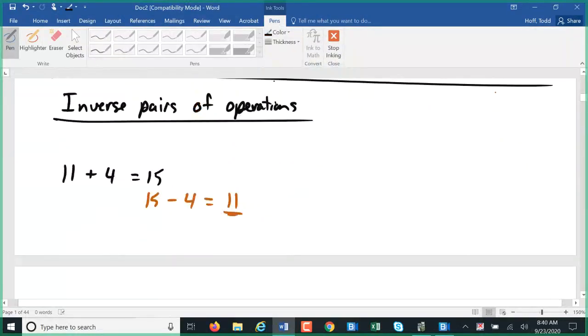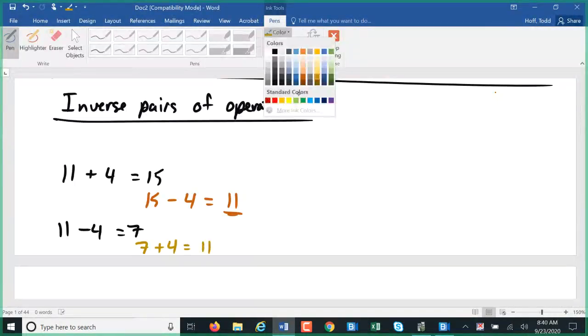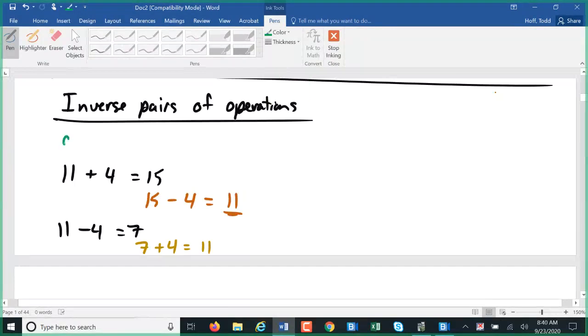And the opposite is true. If I started out with 11, if I subtracted 4, I would get 7. If I want to get back to that 11, I take my 7 and I add 4 to get back to 11. Addition and subtraction are an inverse pair. If I add a number and then I subtract the same number, I get back to where I started. Or if I subtract a number and then add the same number, I get back to where I started.